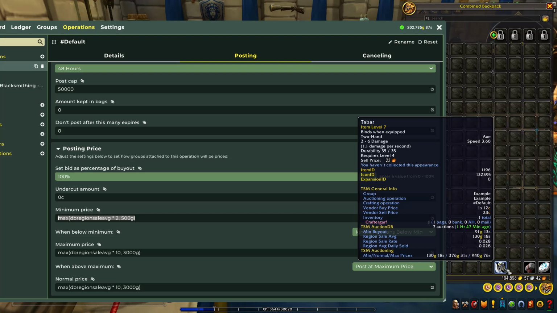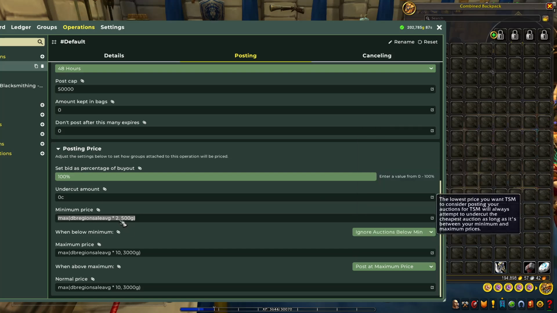However, if it's a more expensive item, think of an item that's maybe 10k gold, what I will do is sell it at 20k gold as a minimum price. The reason I do this is because I'm on a high population realm, and high population realms usually have less competition and the prices are higher. So I don't really like to sell at the DB region sale average there. I usually keep as a minimum double the DB region sale average. That's pretty much why.